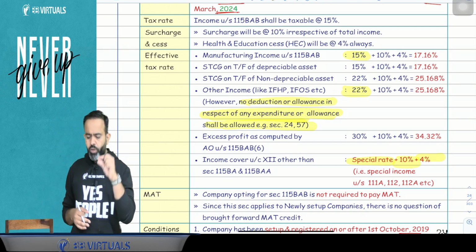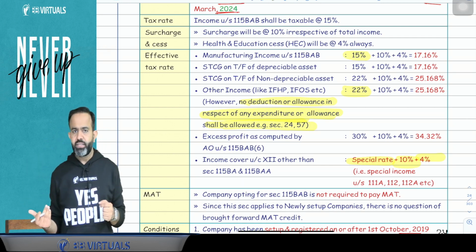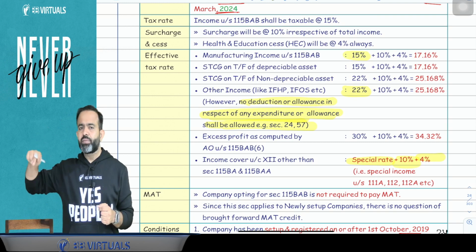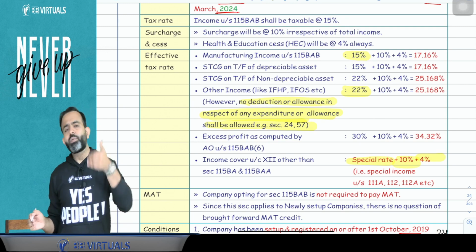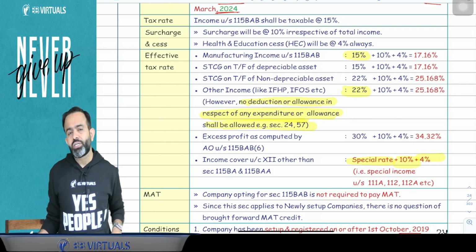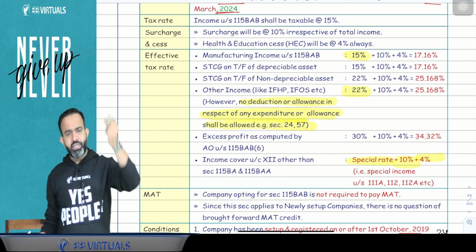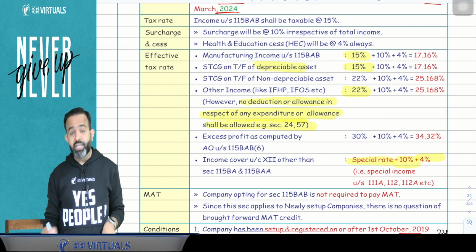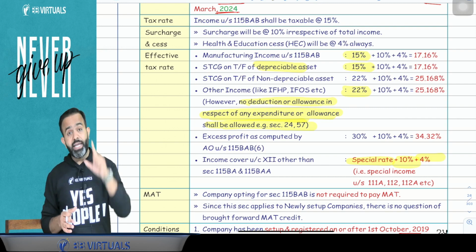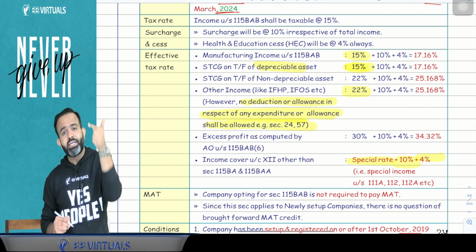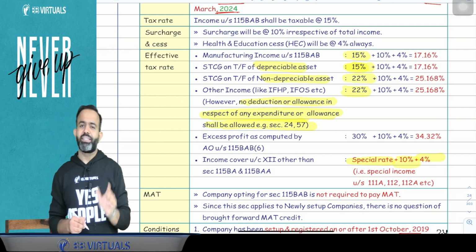Now, guys, what about short-term capital gain? Normally, you know that short-term capital gain under 111A is taxable at 15%, but other short-term capital gain is taxable at the normal rate only. So what about short-term capital gain here? The lawmaker says that short-term capital gain on the transfer of a depreciable asset is going to be taxable at the rate of 15%, but short-term capital gain on the transfer of a non-depreciable asset is taxable at the rate of 22%.